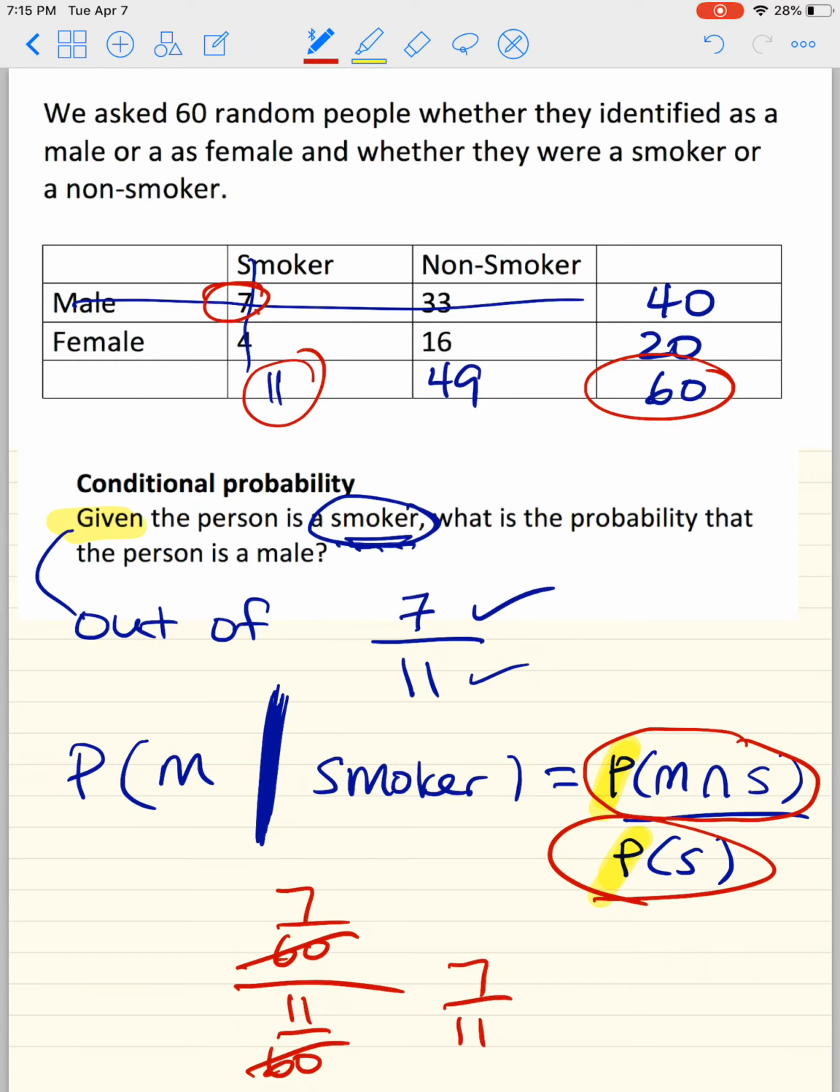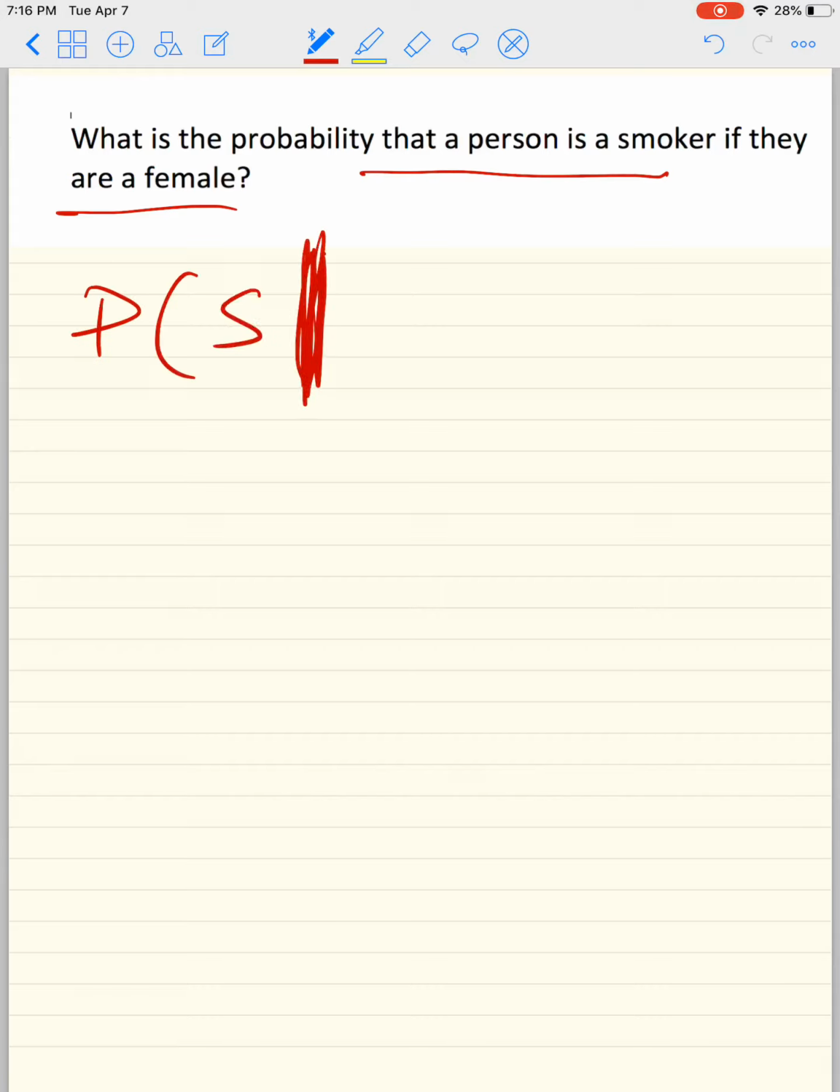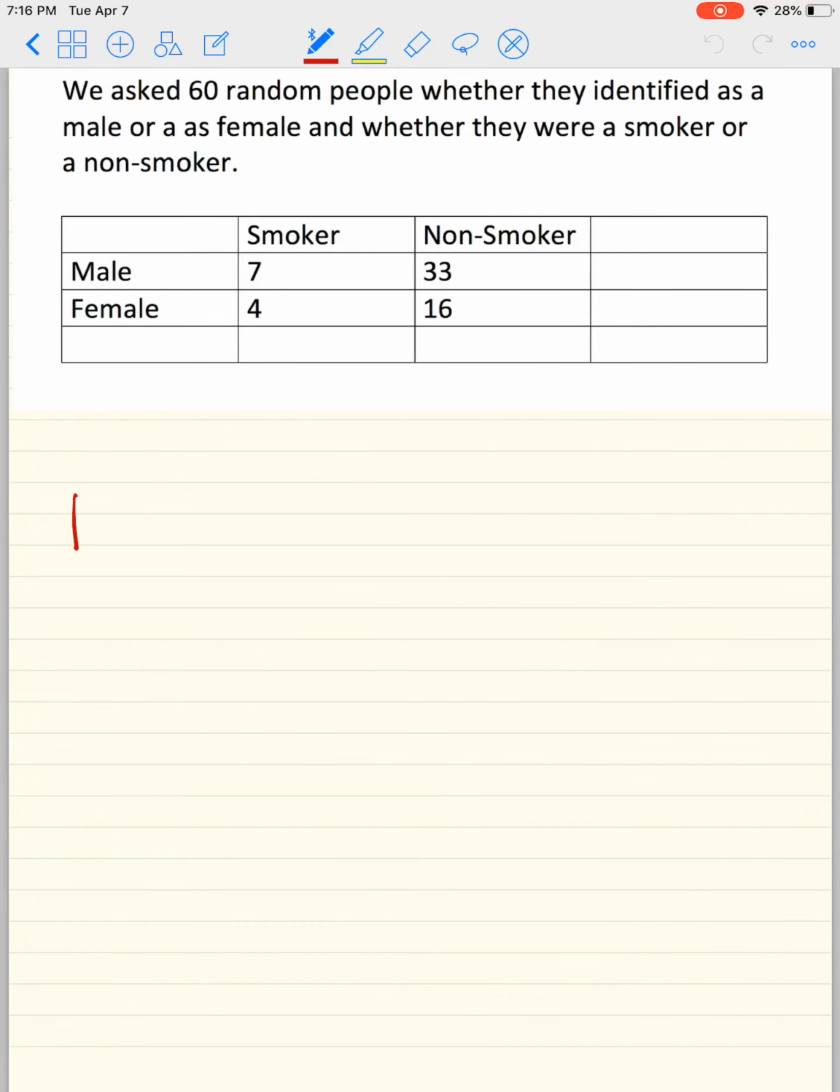So you can do it this way right here, or you can just say, all right, out of those who are smokers, what's the chances the person is a male? So let's try a clean example. What is the probability that a person is a smoker if they are a female? Given means out of. If they are a female, what's the probability they are a smoker?